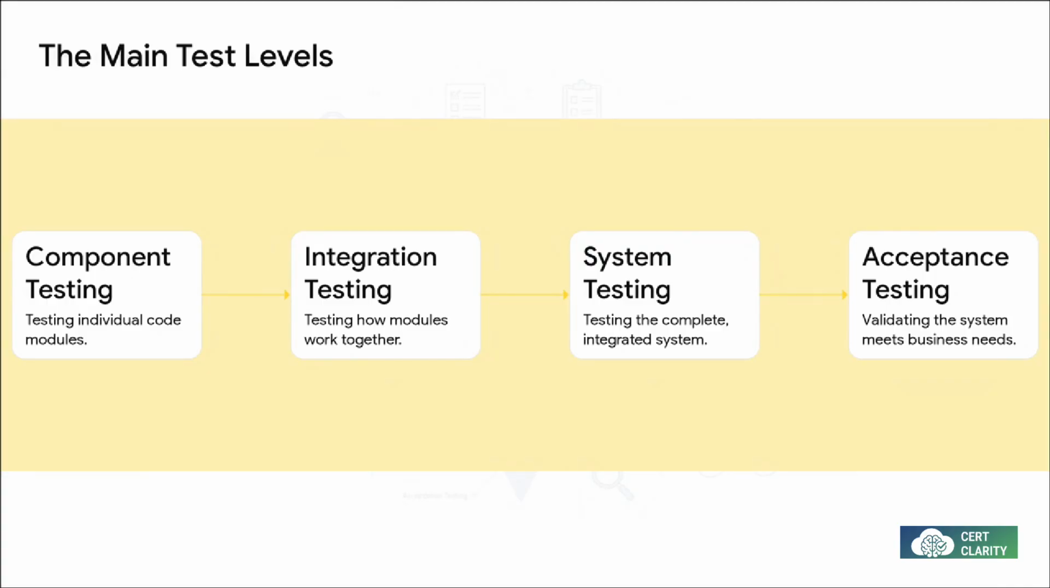First, you have component testing. That's like checking every single brick to make sure it's solid. Then you have integration testing, where you check if the bricks work together to make a strong wall. Next up is system testing, where you check the whole house, the plumbing, the electricity, does it all work together? And finally, you have acceptance testing. That's the final walkthrough where the new owner says, yep, this is exactly the house I wanted.